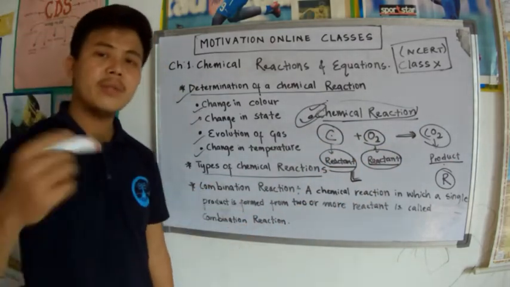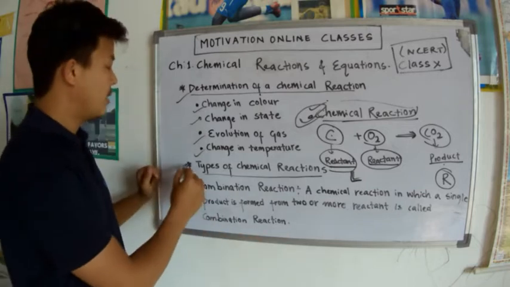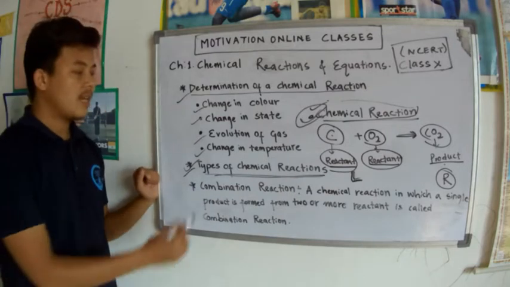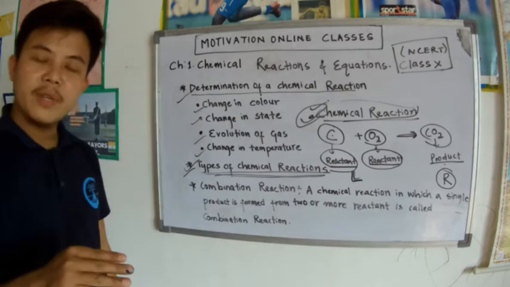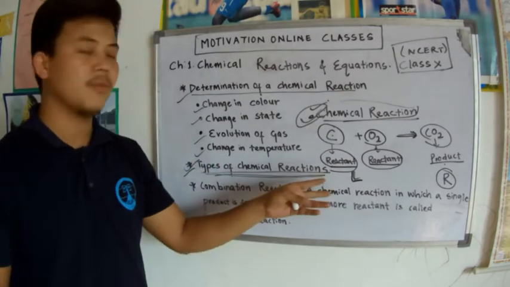But further going to the chemical equations, first of all we will try to complete the theoretical part. So let's now study about the types of the chemical reactions. So what are chemical reactions? Chemical reactions are those reactions in which there will be reactants, and after the reaction of the two reactants or breaking down of the reactant, it will form the product.